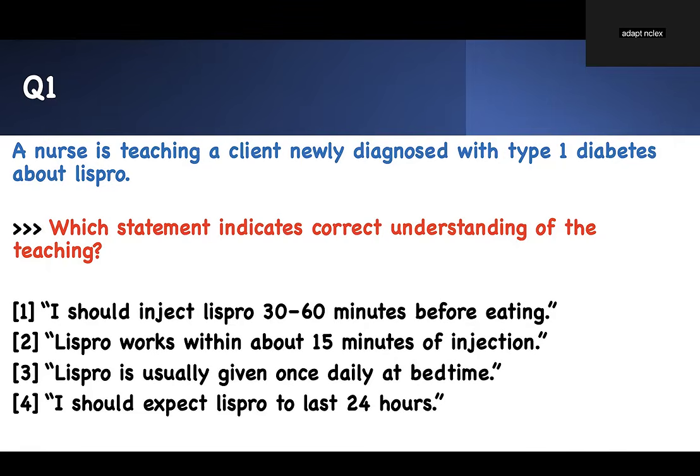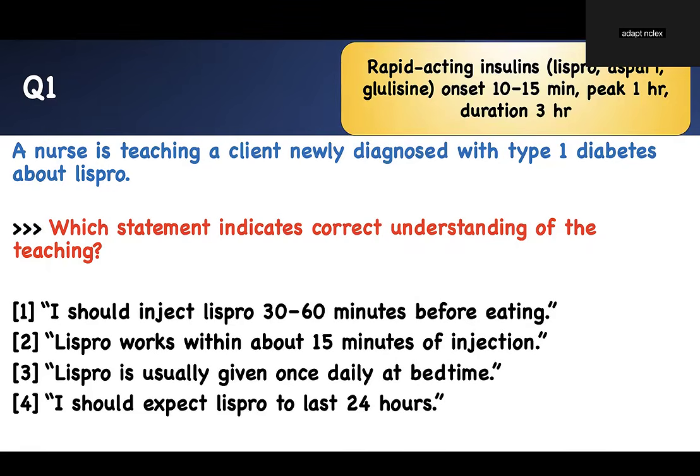The key, like I said, is Lispro. That is all you need to answer the question. Lispro is a rapid acting insulin. If it's a rapid acting insulin, it's going to act fast. As soon as you give it to the patient, it's going to start working. What is the onset of that medication? 10 to 15 minutes. If it's going to act within 10 to 15 minutes, then number 1 is a wrong answer. Number 3 is the wrong answer. Number 4 is the wrong answer. Know the onset, know the peak, and know the duration.